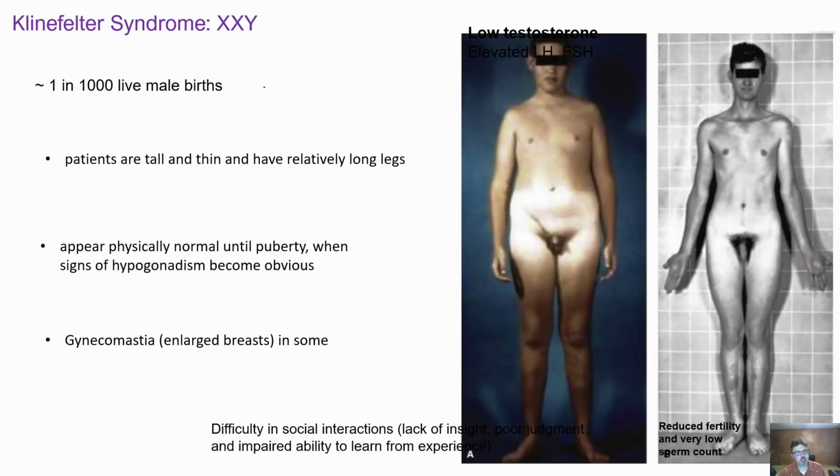All right, let's talk about Klinefelter syndrome. So Klinefelter syndrome, or XXY, you get this 1 out of 1,000 live male births. And you'll see these patients typically are tall and thin and have these relatively long legs. And they appear typically normal until puberty. And you're going to get this hypogonadism start to become more and more obvious. So you'll have maybe a smaller penis, for example, or smaller testes.